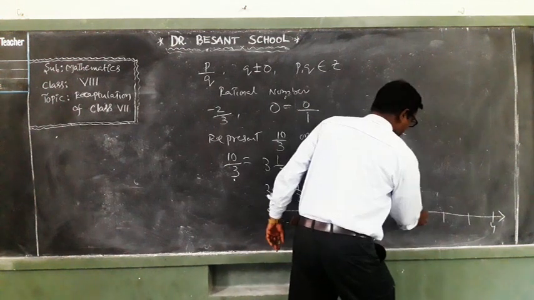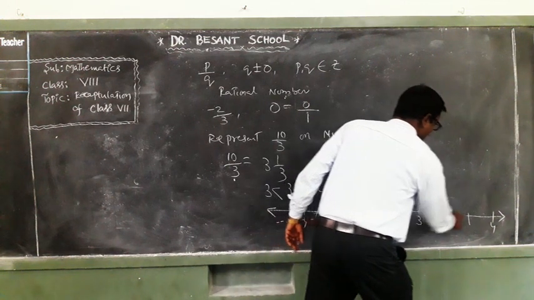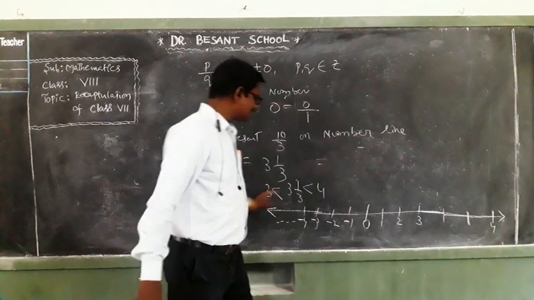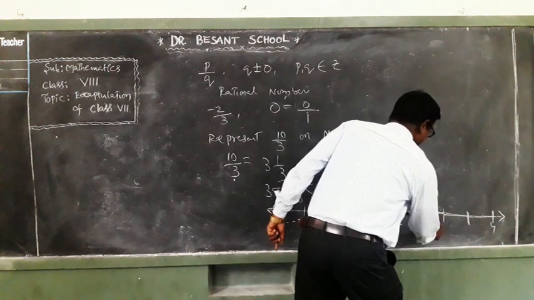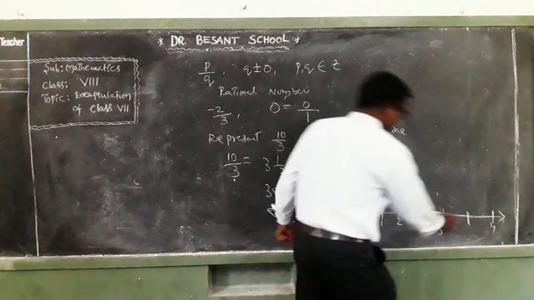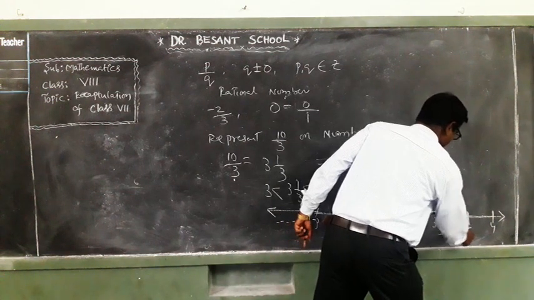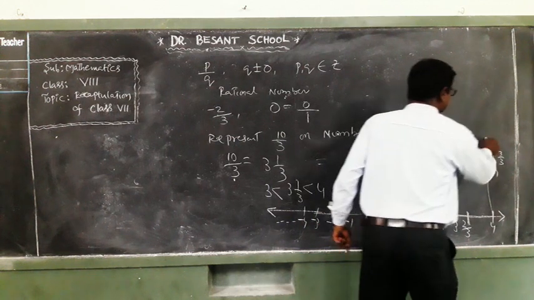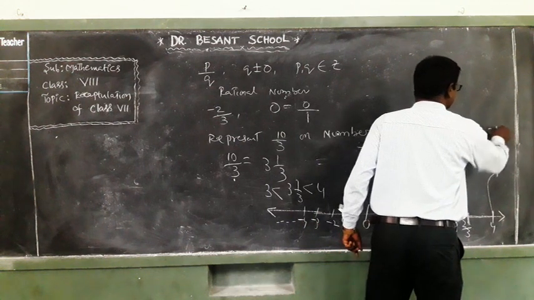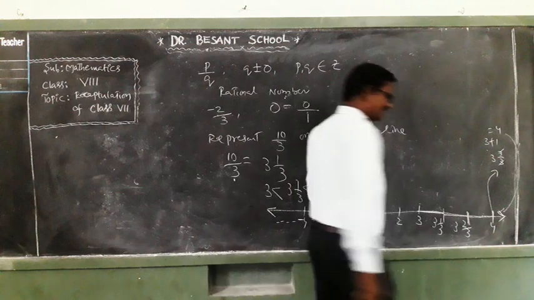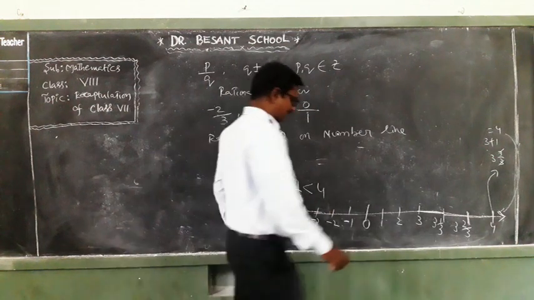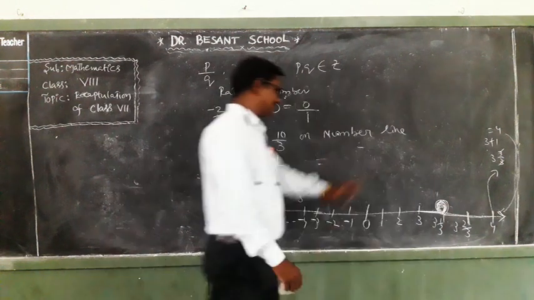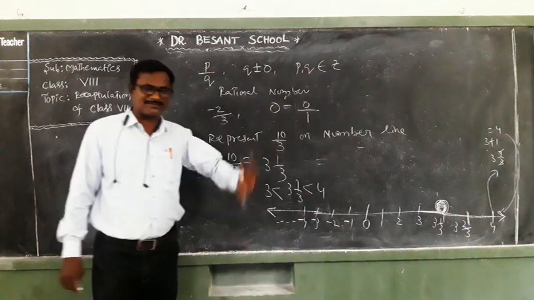Why? Because from here to here is the first part, from here to here the second part, from here to here the third part. So immediately after 3, the first part indicates 3 and 1 by 3. The second part indicates 3 and 2 by 3. The third part is 3 and 3 by 3. Why? Because 3 plus 3 by 3, which is 1, is 3 plus 1, that is 4. So this is 3 and 1 by 3, and 3 and 1 by 3 means 10 by 3. That is the way of representing rational numbers on the number line.